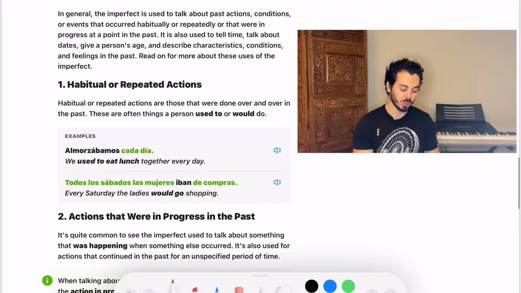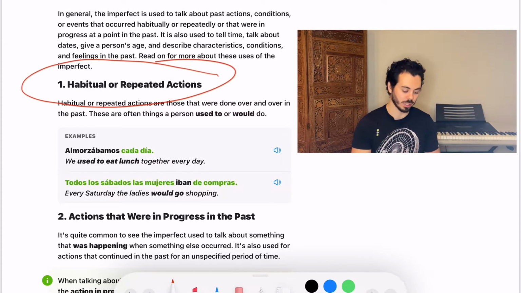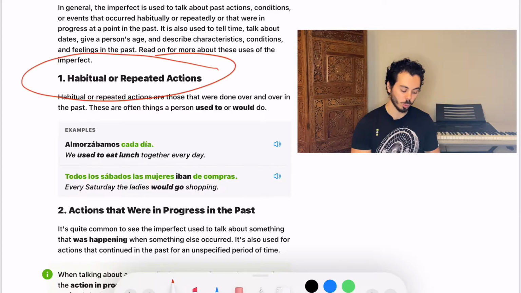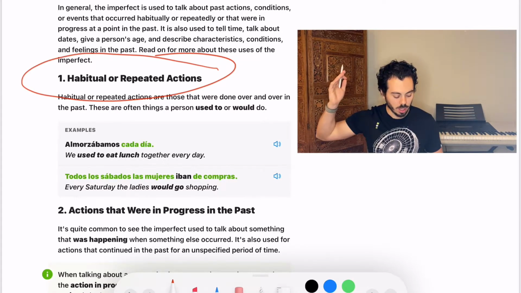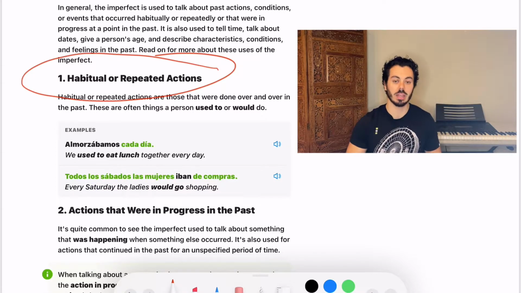So you have habitual repeated actions, which is the 90%. Almorzamos cada día. We used to eat lunch together every day. Todos los sábados, las mujeres iban de compras. Every Saturday, it was a habitual action. Every Saturday, they would go shopping. Almorzamos cada día. We ate every single day.